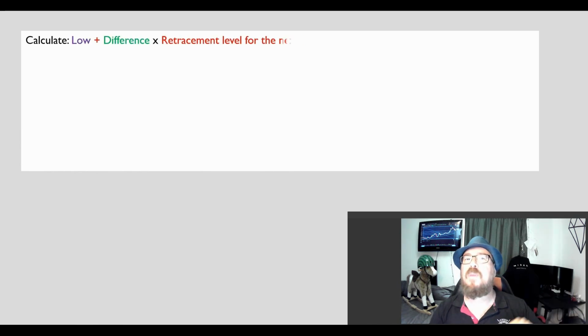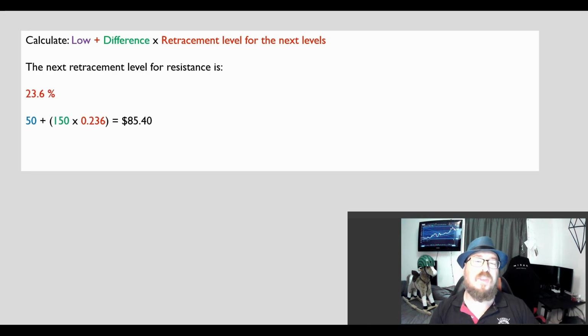Maybe you want to test yourself, see if you can get what the next resistance level is. Just remember that equation, low plus difference times retracement, and I'm going to put the answer up straight away now. So if you want to work it out and you remember what that next level is, go ahead, do it now. Otherwise, here it is. This is the answer. If you don't want it and you want to work it out, you need to pause. Otherwise, here comes the answer. We have the 23.6% retracement level, and that's going to give us an $85.40 point. Now, so you start off at the 50, and the next resistance level is going to be at the 85.4, using a coin that started off at 200 and dropped down to $50.